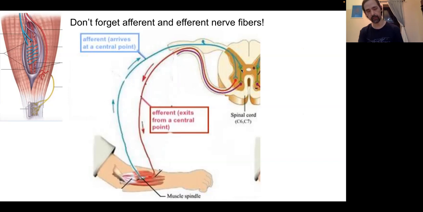Afferent arrives in the central nervous system, efferent exits the central nervous system. If you want to add a kinesthetic element to that, you touch your spine, right? And then touch, say, your heart. So impulses going from the spinal cord to the heart would be exiting the central nervous system. Impulses going from the heart back to the spine would be arriving at the central nervous system. So exiting the central nervous system to the heart, efferent; arriving at the central nervous system from the heart, afferent.